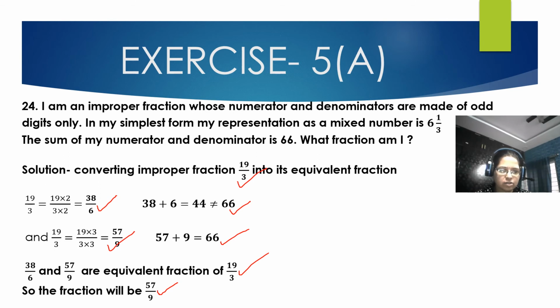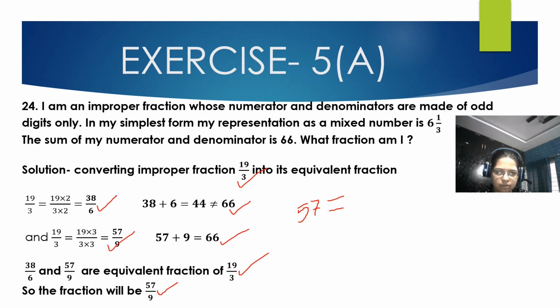When we convert this improper fraction 57/9, we get the mixed fraction 6 1/3. 57 equals 9 multiplied with 6, and 9 multiplied with 6 is 54. 54 plus 3 is 57. So 57 divided by 9 is 6 1/3. This is the mixed fraction.